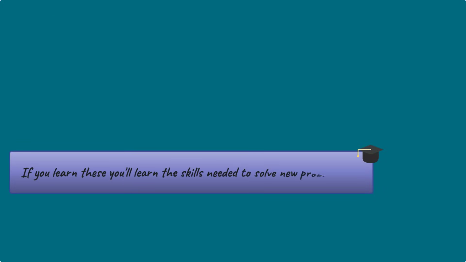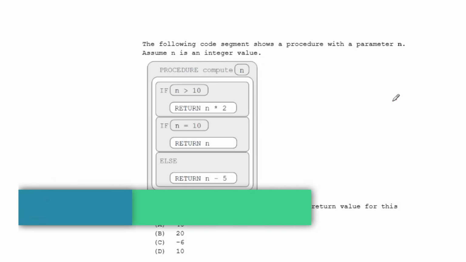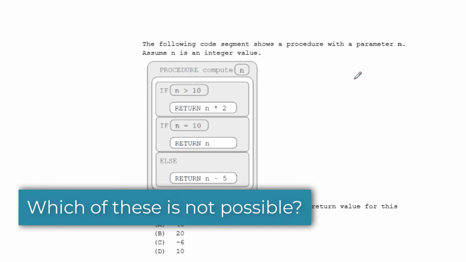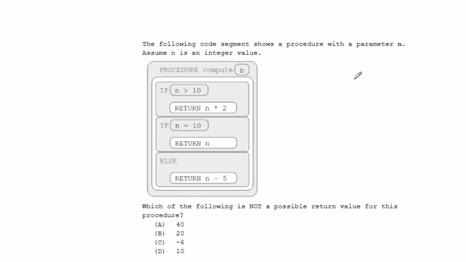This is just a small sample, but if you're able to do these problems, you can probably be quite prepared for this exam. So let's go ahead and do some practice problems. All right, let's start with a nice and simple one. This is the type of question that's going to be asking you which of these is not a possible value for this procedure or for this code.